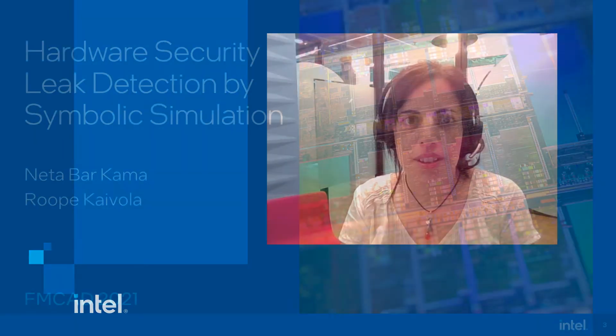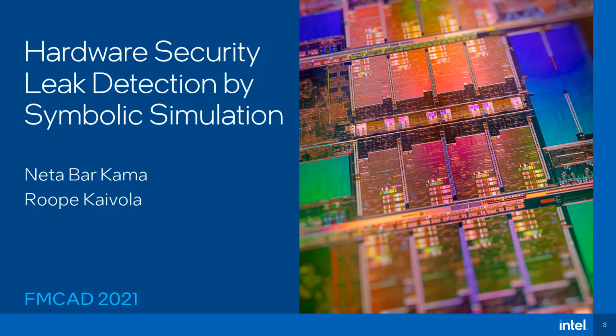I work at Intel in the Core and Client Development Group. Today we're going to talk about work that was done by me and my co-author Roope Kaivola during 2020. We will describe a novel usage of formal verification, and specifically symbolic simulation, to detect potential data leakage in the process of pre-silicon validation of an Intel Core processor.